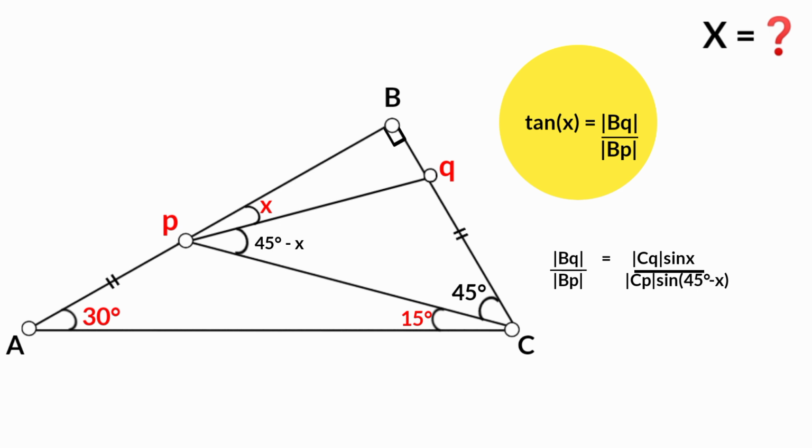But recall here, tan x equal to line BQ over line BP. And we found line BQ over line BP here to be line CQ sine x over line CP sine 45 degrees minus x.